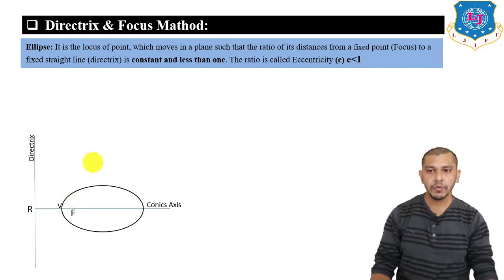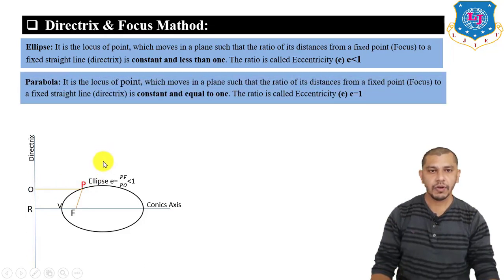So in the definition it is given that ellipse is a curve traced out by a point moving in a plane such that the ratio of its distances from the fixed point to a fixed straight line will remain constant, it is less than 1, and this ratio is known as the eccentricity ratio. The ratio of moving point to fixed point to moving point to fixed straight line, this ratio is known as the eccentricity ratio.